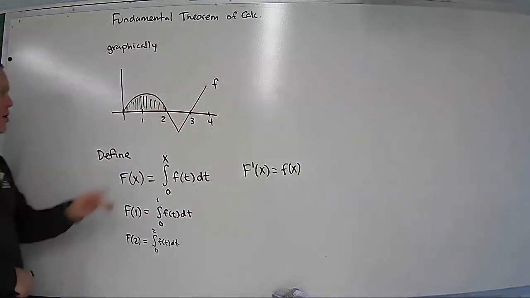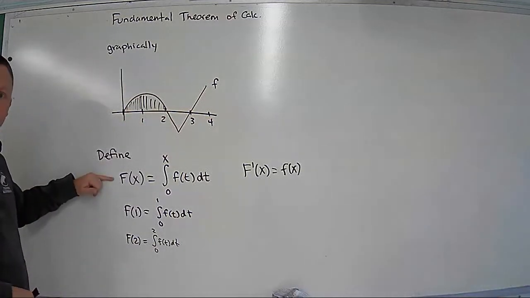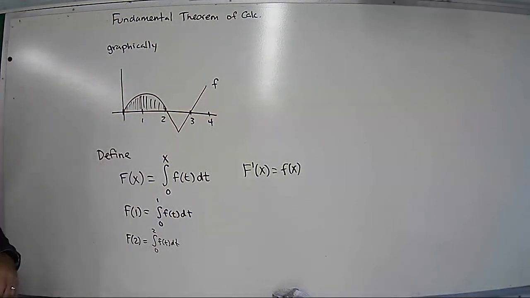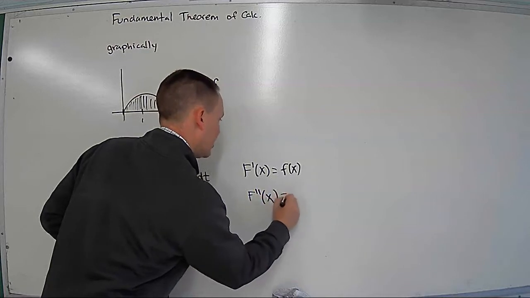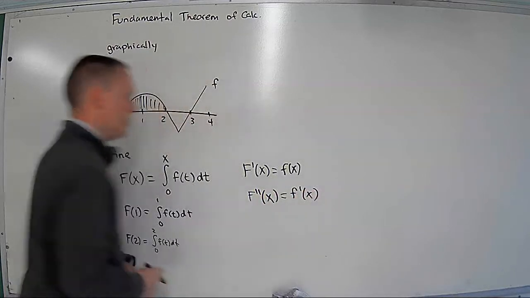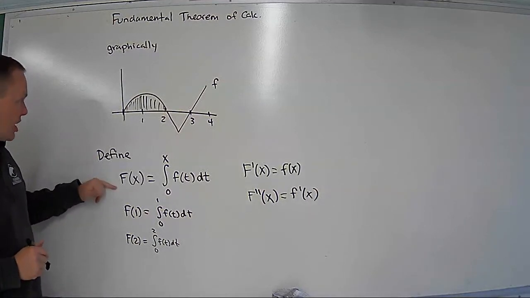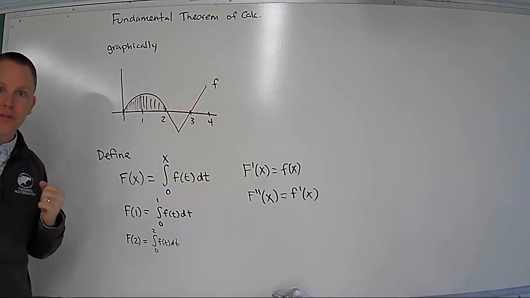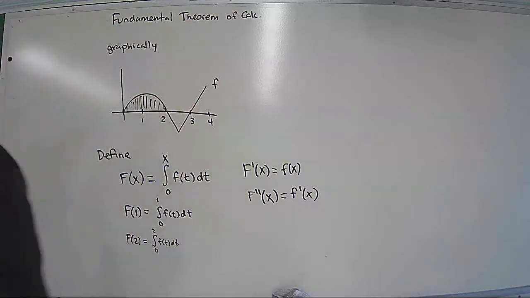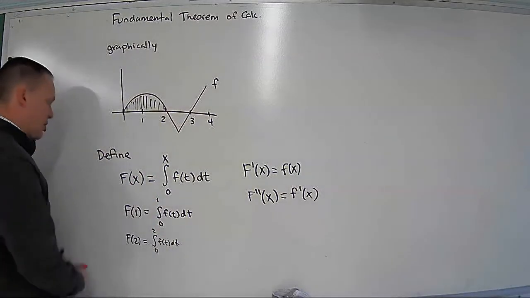Okay? So this graph right here is the derivative of this function big F. So that's another way of looking at it. And then what would big F double prime be? It would be little f prime. So if I asked you about big F's second derivative, you would have to know about little f's first derivative. Okay? So that's just another way of looking at this Fundamental Theorem of Calculus Part 2 graphically.